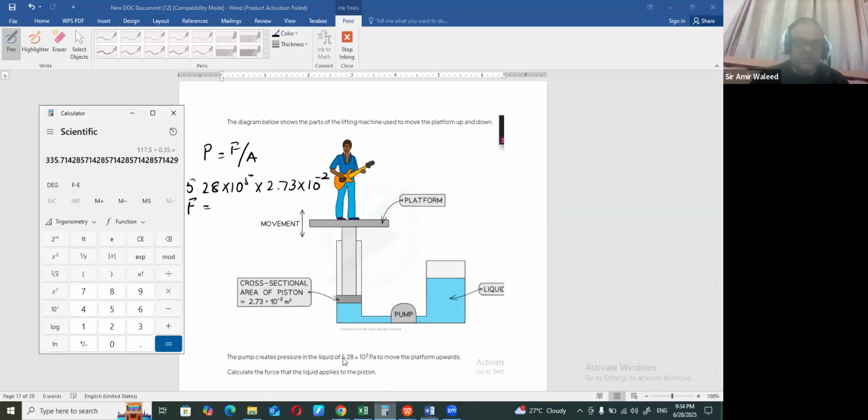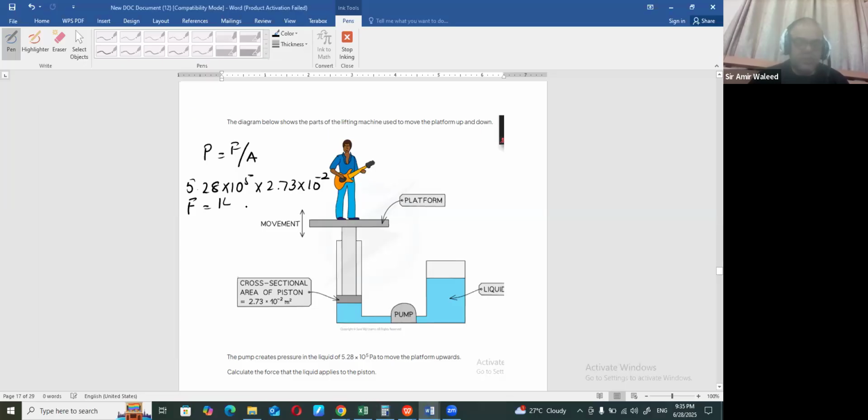If you just do that on a calculator, let's see, 5.28 multiplied by 2.73, what is the value coming up? 14.41. So it's 14.41 into 10 raised to the power 3. If I write it properly, it will be 14,410 newtons, right? So this is the force which is applied on this platform. This is how things are.